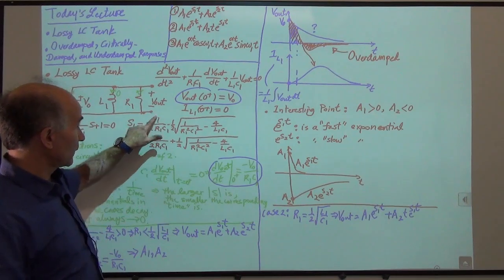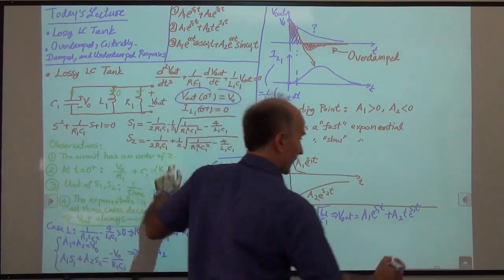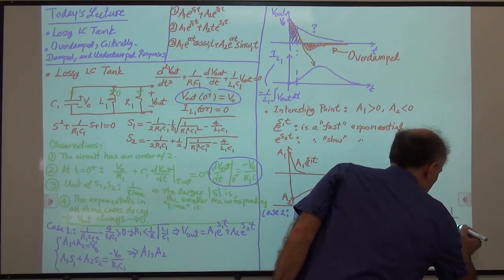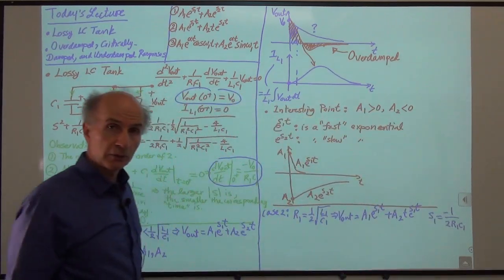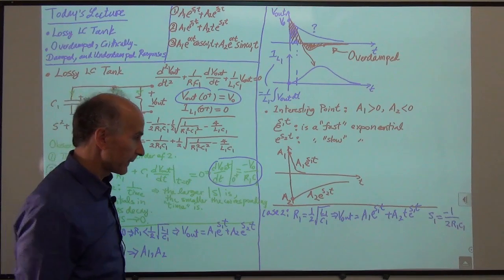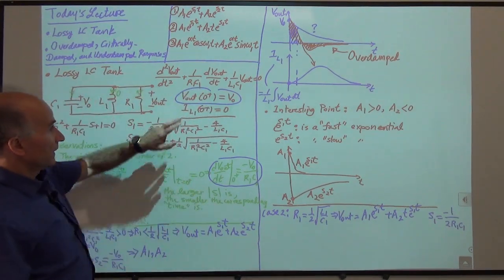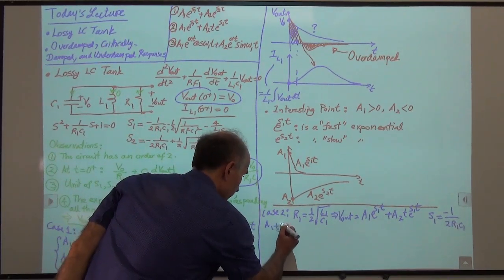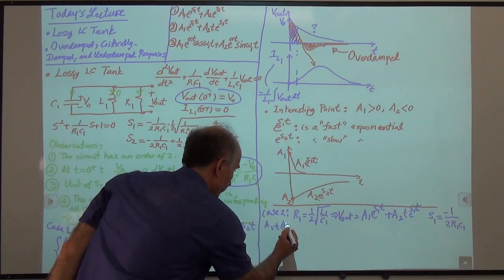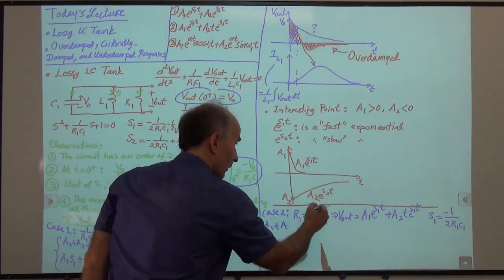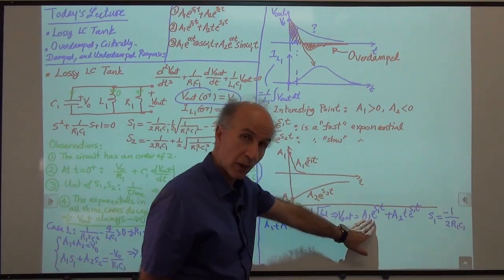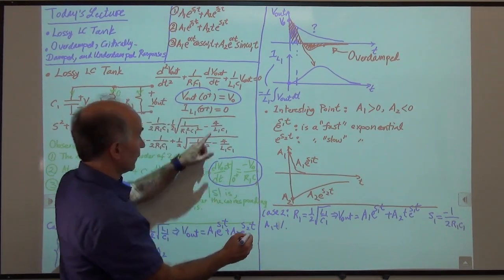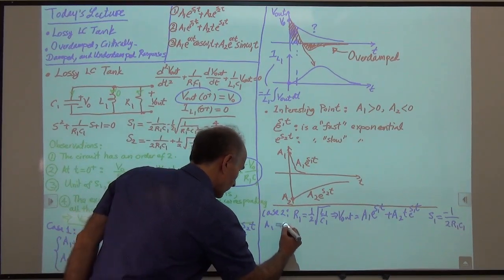That's just minus 1 over 2 R1C1. So we know that. We just need to find A1 and A2. Okay. So again, we enforce this condition and this condition. At time 0, this is 0, we just have A1. So A1 has to be equal to V0, according to this equation here. So equal to V0.